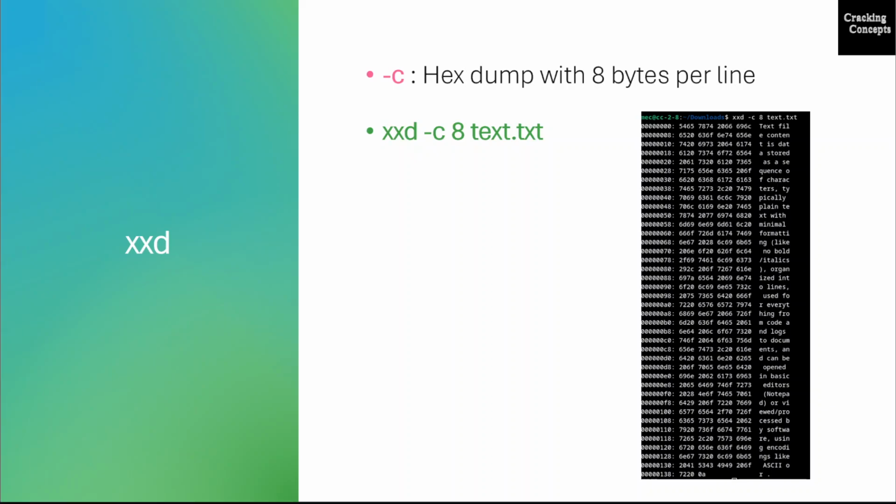For a hex dump with 8 bytes per line, we use the option -c. So the command is xxd -c 8 followed by the name of the file, text.txt. This sample output will have the offset address, this section with 8 bytes in hexadecimal grouped as 2-byte segments, and the rightmost giving the ASCII text equivalent.